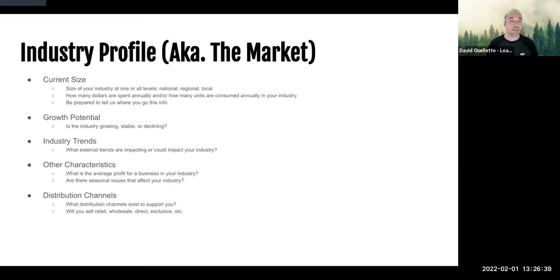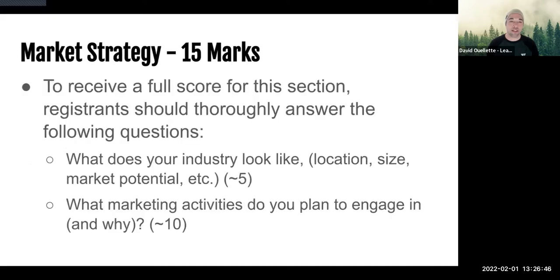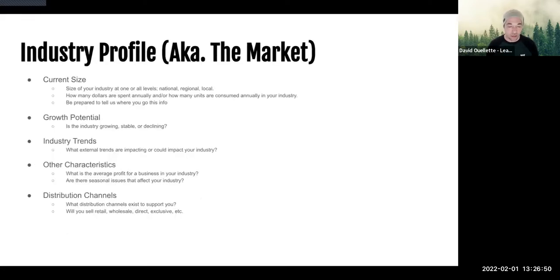Awesome. Thank you, Kelsey. So for industry profile under your market strategy, this is kind of what we're looking for. So when I said, what does your industry look like, location, size, market potential, these are things that you could include. So, for size, what is the size of your industry? Are you talking local, regional, national, international? Give us a sense of how big this market is.